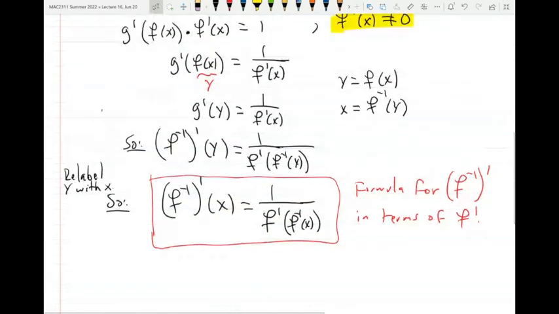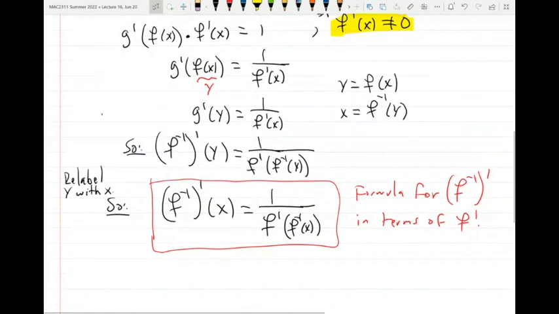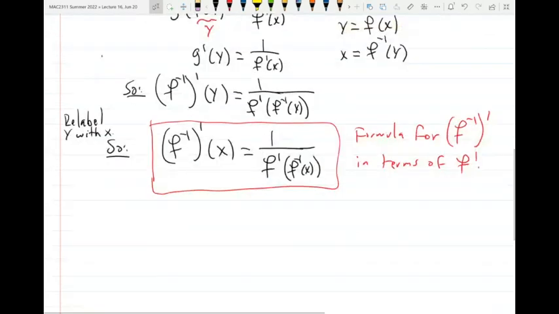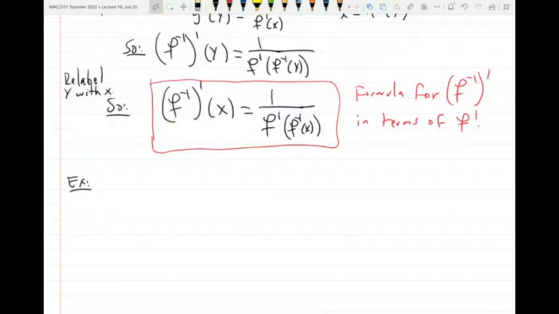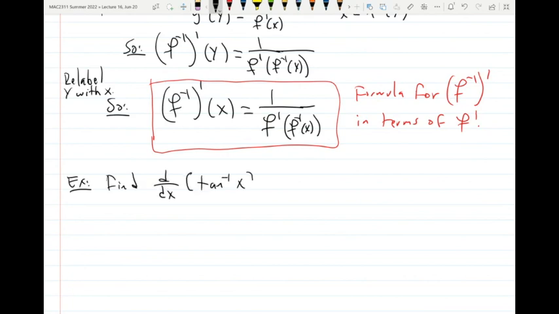Okay. So let's see. Questions? No? Let me just give you one example, and then we go. So let's see. Let's say that you want to find the derivative of inverse tangent. So find the derivative of the inverse tangent function. Okay?